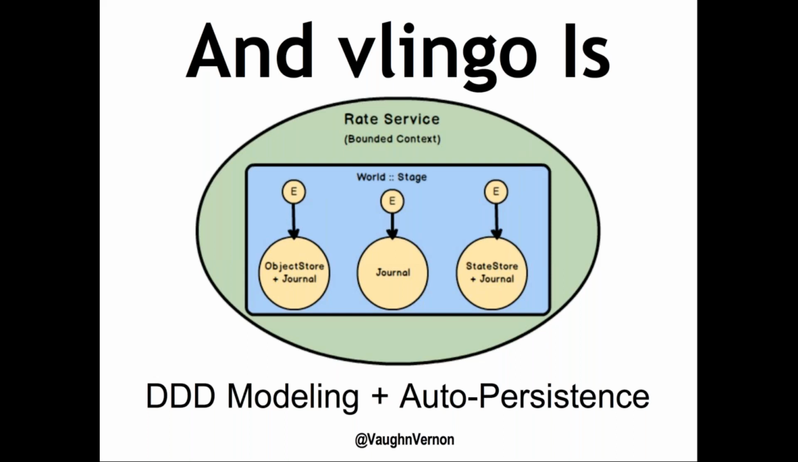So the past few weeks, we've been talking about vlingo in terms of a bounded context with entities. Those are the little circles with the E in them. These are entities. They are concepts within our ubiquitous language of our bounded context, but we can also refer to this as a rate service. And as I've explained before, this particular rate service is a service that calculates rates for insurance policies.